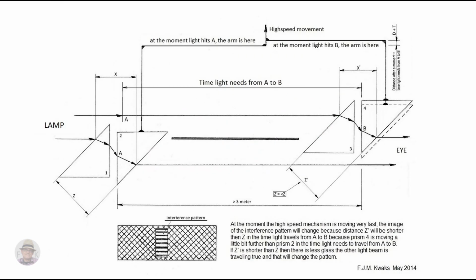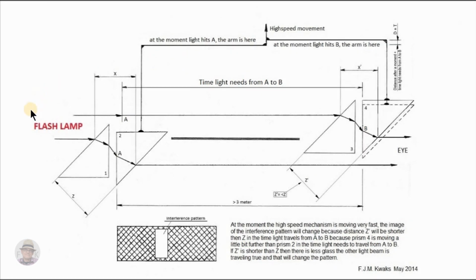Now the most important part of my idea, explained. Now the lamp has to act as a flash lamp, and this can be done by placing a mechanical shutter with fast shutter speed in front of the lamp, which will be activated by the up and down mechanism. Assuming the arm with prism 2 and 4 moves up and down at 3000 times per minute. When prism 2 moves upwards and reaches exactly this point, the shutter will then be activated.